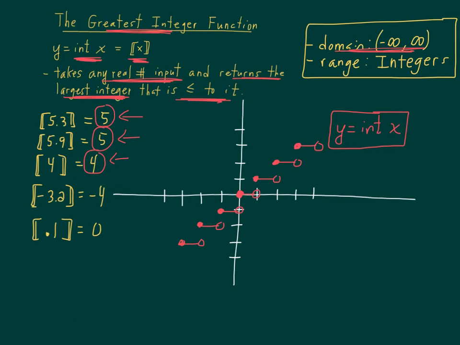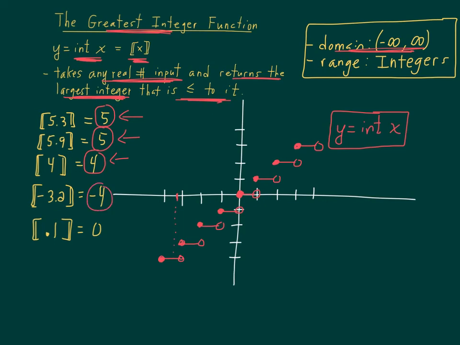Negative 3.2, if you think about a number line, would be right about here between negative 3 and negative 4. So we'll need to create another piece here on our function for this value. Notice how the closed circle is on the left side and the open circle is on the right side. So this negative 3.2 falls onto that piece, which is why it's equal to negative 4.